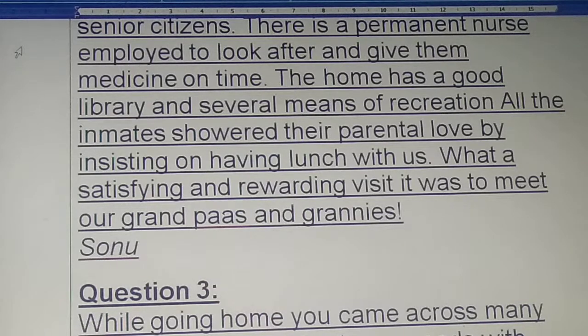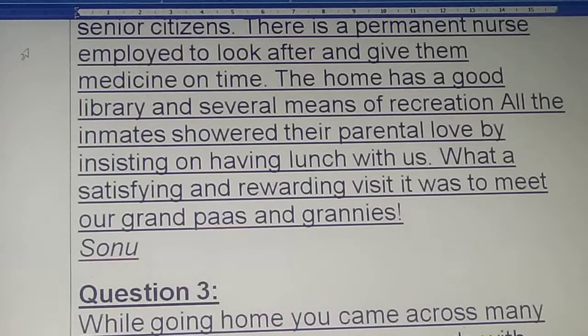All the inmates showered their parental love by insisting on having lunch with us. What a satisfying and rewarding visit it was to meet our grandpas, that means grandparents, and grannies.